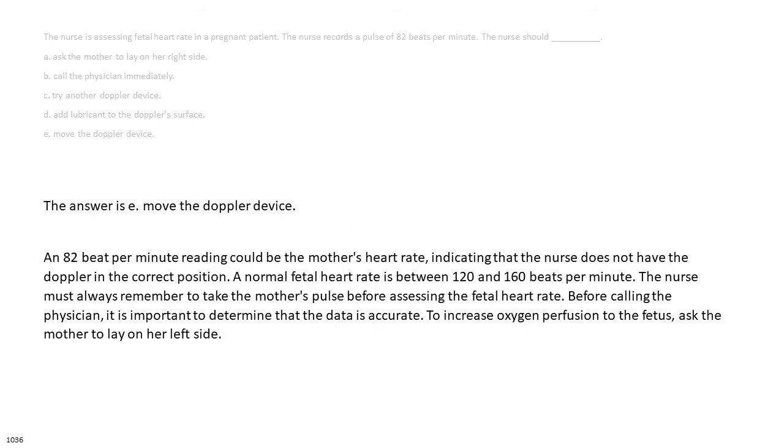The answer is E. Move the Doppler device. An 82 beat per minute reading could be the mother's heart rate, indicating that the nurse does not have the Doppler in the correct position. A normal fetal heart rate is between 120 and 160 beats per minute. The nurse must always remember to take the mother's pulse before assessing the fetal heart rate. Before calling the physician, it is important to determine that the data is accurate. To increase oxygen perfusion to the fetus, ask the mother to lay on her left side.